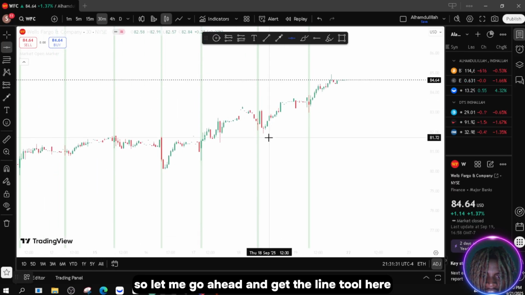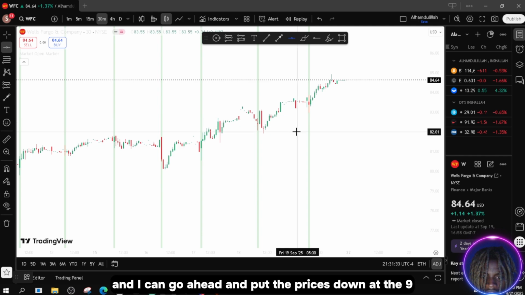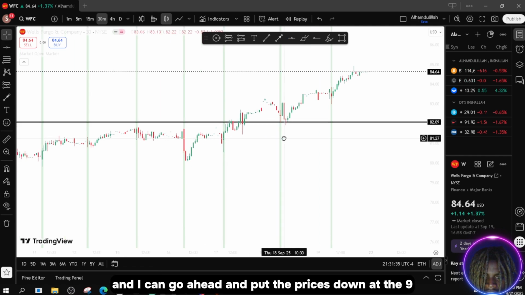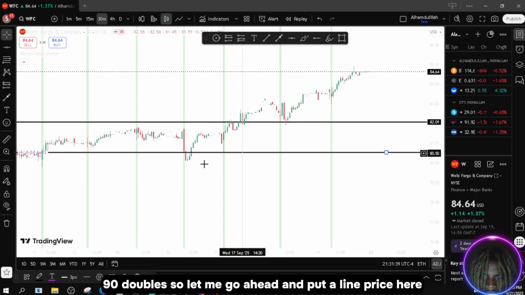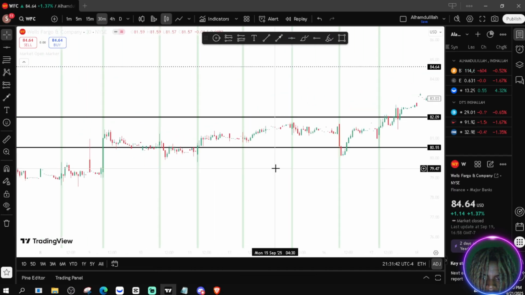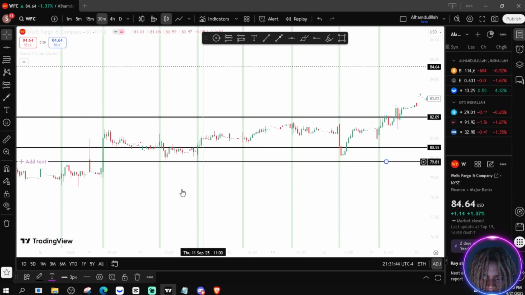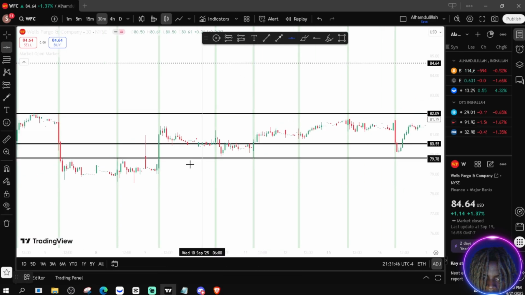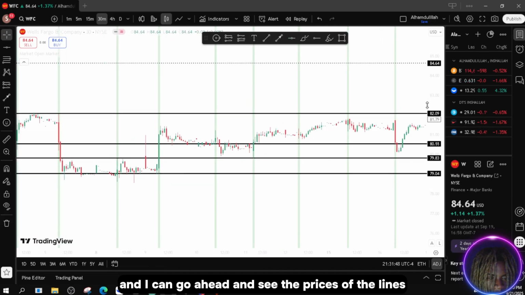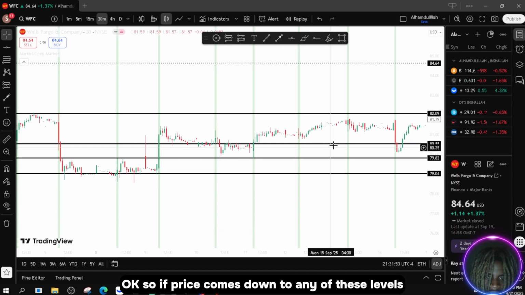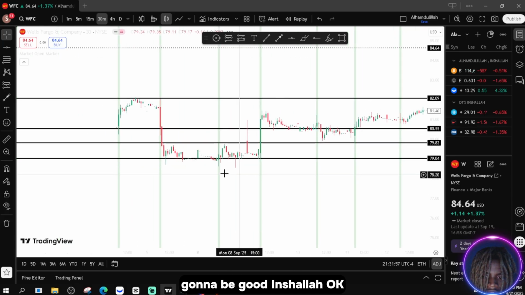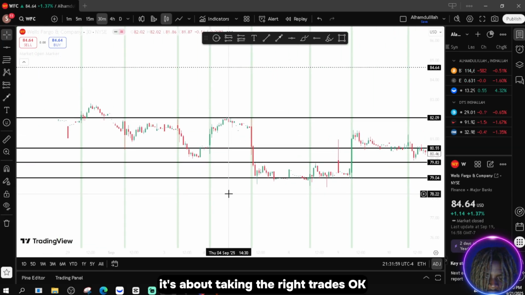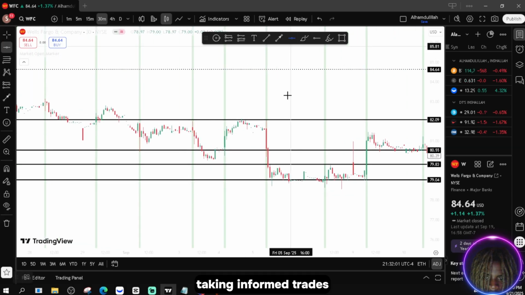So let me go ahead and get the line tool here. And I can go ahead and put prices down at the 930 doubles. So let me put a line price here, line price here, down here. And I can see the prices of the lines completely to the far right in black. So if price comes down to any of these levels, gives me a 4-hour close and bounce, I'm going to be good, inshallah. It's about taking the right trades, taking informed trades.